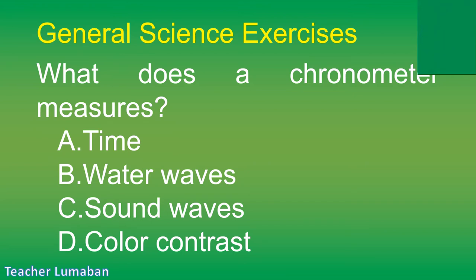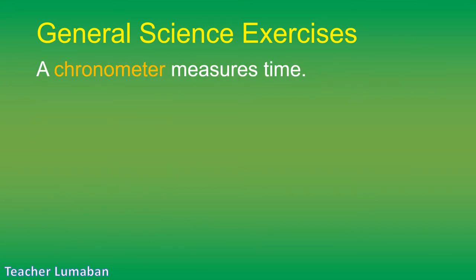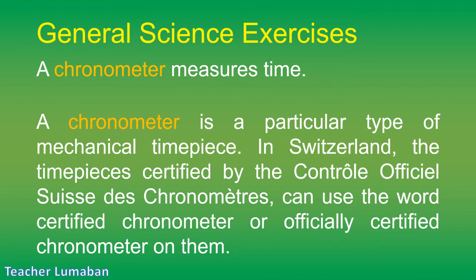The correct answer is letter A, time. A chronometer measures time. A chronometer is a particular type of mechanical timepiece. In Switzerland, a timepiece certified by the Contrôle Officiel Suisse des Chronomètres can use the words certified chronometer or officially certified chronometer on it.